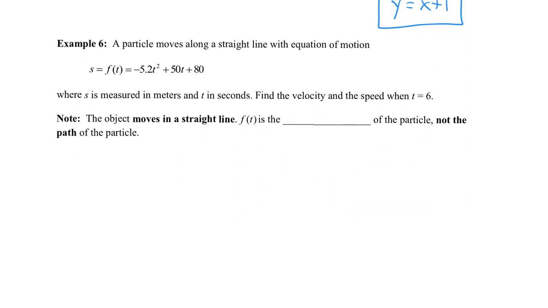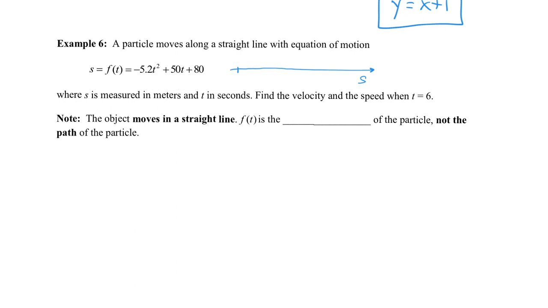Okay, then we have got example 6, which says a particle moves along a straight line with equation of motion, which is given here. So remember, we're going to have particles always move along straight lines for us. So it'll be something like we've got this line going here, and we've just called this our position S. And this is just going to tell us the position.